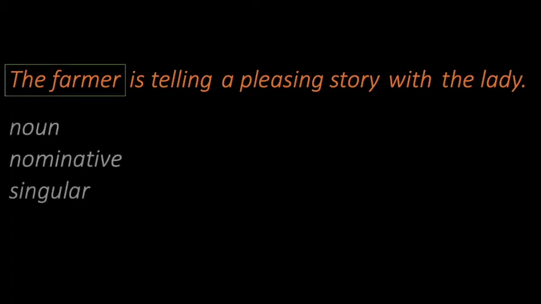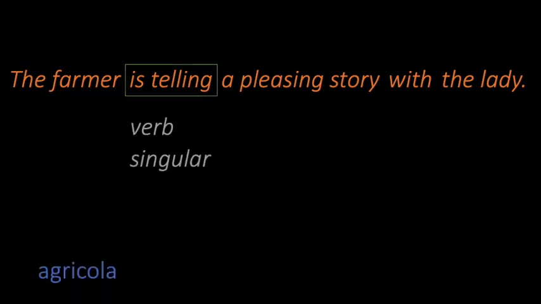As usual, we'll close with an English to Latin example. The farmer is telling a pleasing story with the lady. Let's start with the farmer. It's a noun, and it's the subject. So we want the nominative singular form, and end up with agricola. Is telling is a verb, and it should have the singular form to agree with the farmer. We'll render that with narat.